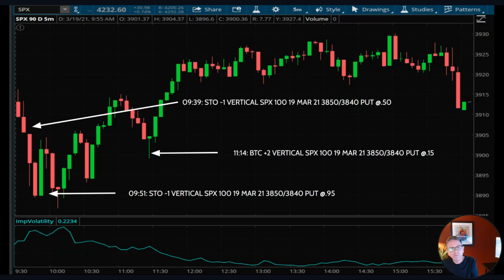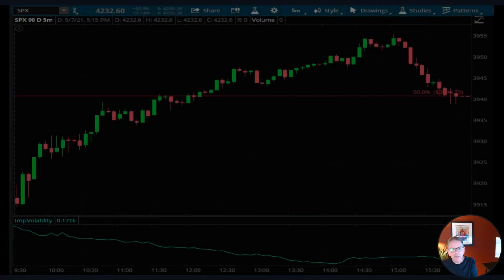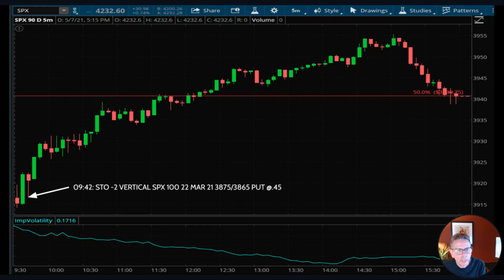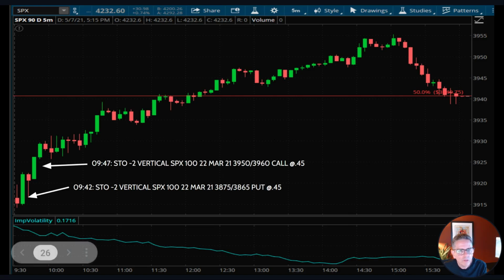Okay, so this was mostly a directional trade that was going against us, but the market managed to go up, and right before 11:30, basically we closed it at 15 cents. Okay, very typical that this can happen. All right, now you've got a trade here where the market is moving up. So now you put on the put spread for 45 cents, and then basically we put on a call spread for 45 cents.